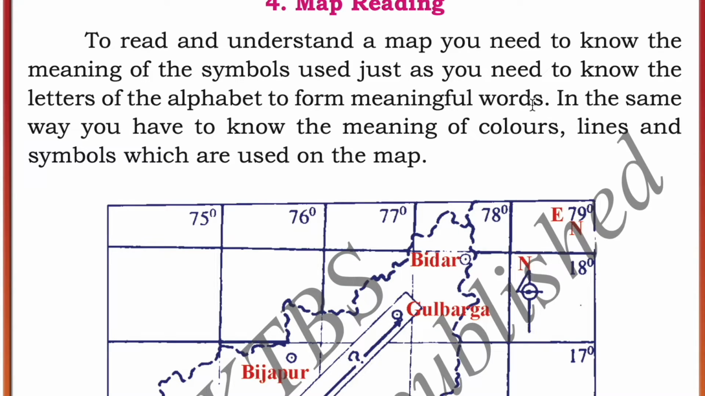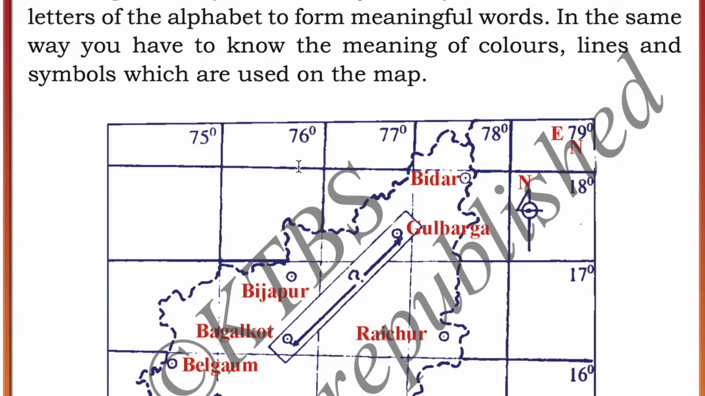So here they're giving us an analogy about how you cannot read without knowing the letters of your alphabet. Similarly, you cannot read a map without knowing the symbols, because the symbols are the units of the map. In the same way, you have to know the meaning of colors, lines and symbols which are used in the map to be able to read a map.